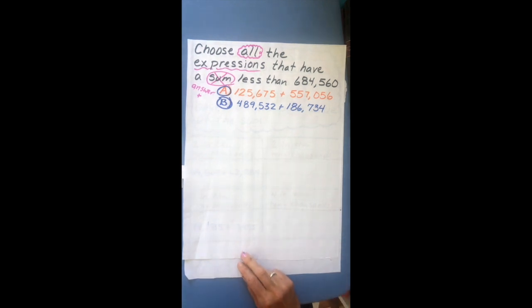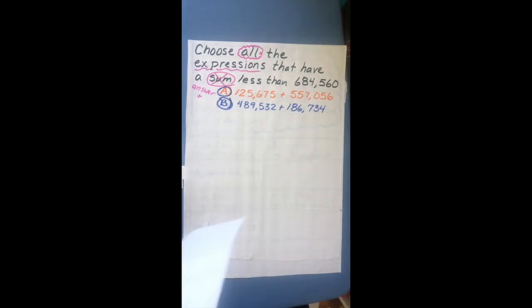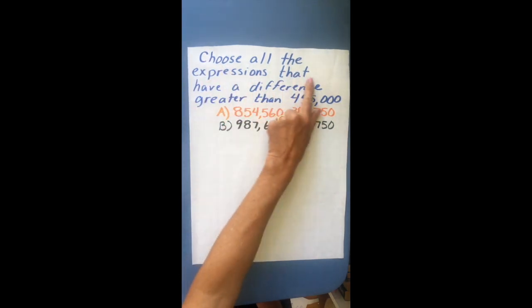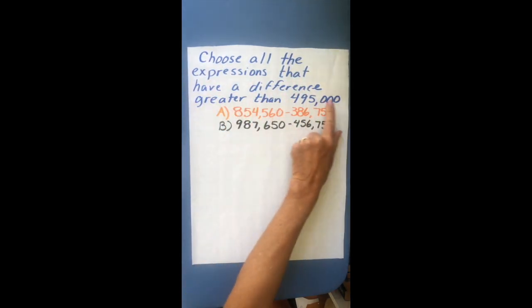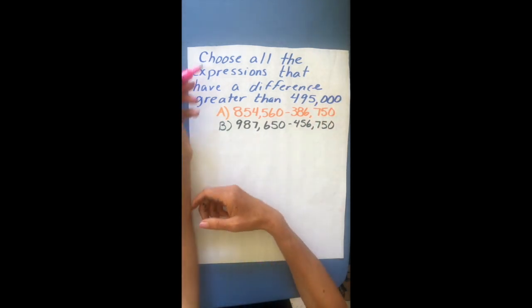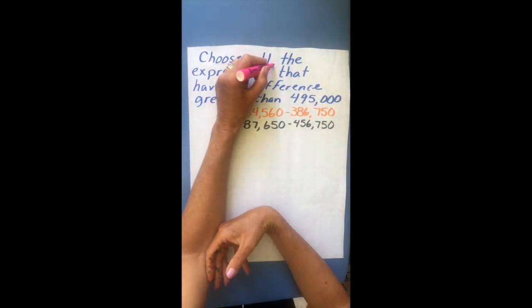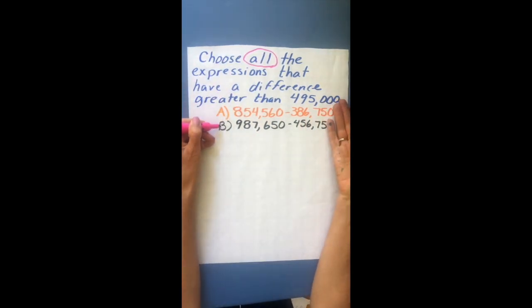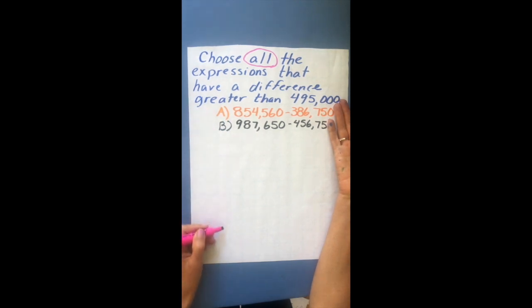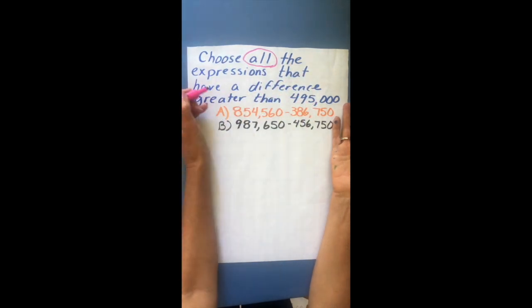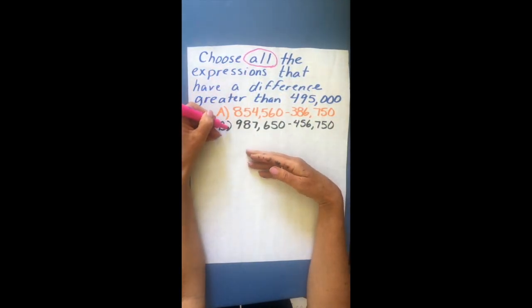All right, the last one. All right, the next problem is choose all the expressions that have a difference greater than 495,000. Again, you want to look at the vocab. One, it says all, so you have to watch out. Normally on here there'd be A, B, C, D, and E. I'm only going to do A and B because that would take too long just for you to understand the vocabulary that they're using. So all means it could be more than one.